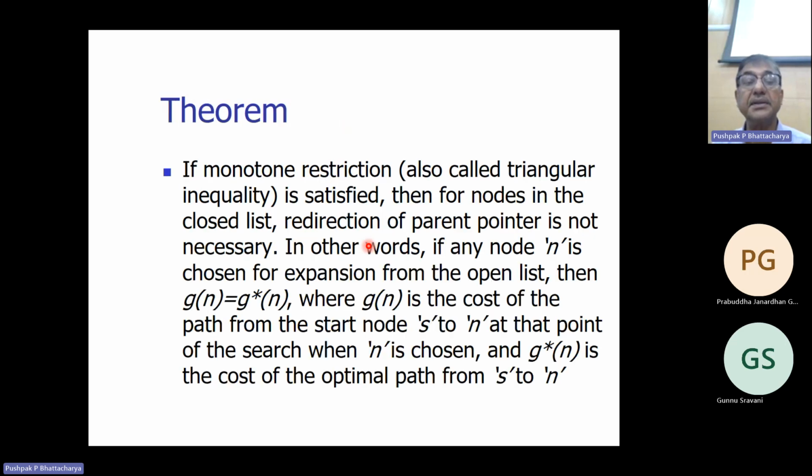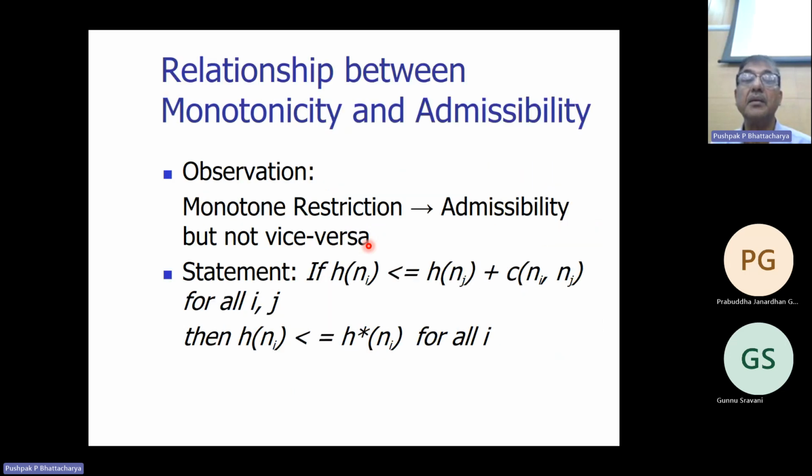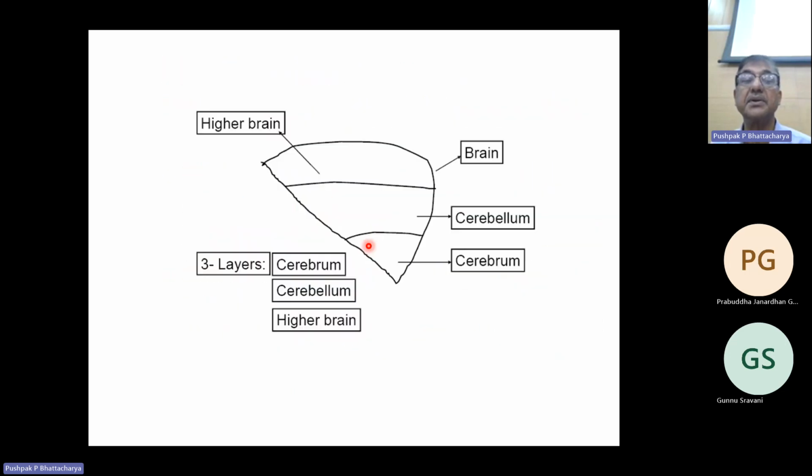Then this is the theorem which says that any node picked up for expansion has already found the optimal path from the start node to that node. Monotonicity, admissibility, we have discussed already. Then we looked at some of the fundamental points about neurobiology, neurophysiology, neurobiology.